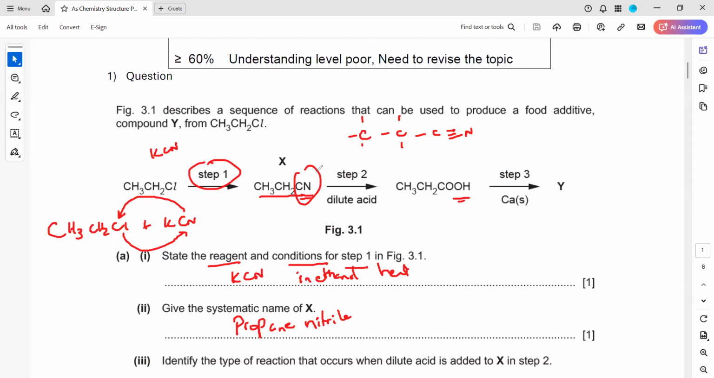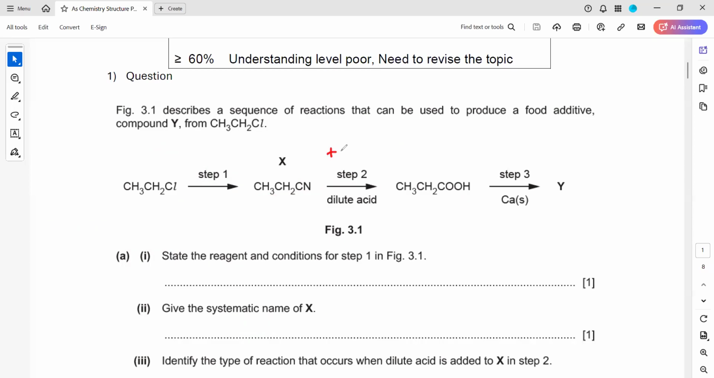Whenever we break down a substance by the action of water, we call this hydrolysis. So step 2: identify the type of reaction that occurs when dilute hydrochloric acid is added to X in step 2. In this step 2, the nitrile group, the CN group, reacts with dilute acid and water. As a result, O and OH will be added, and the compound will break down by the action of water. Whenever one of the reactants is water, we call that hydrolysis. So acid or base hydrolysis of the nitrile group will always result in the formation of a carboxylic acid. That's why this has turned into a carboxylic acid.